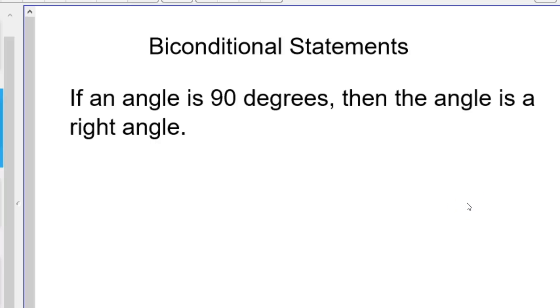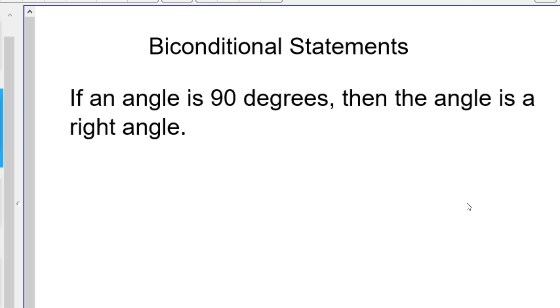Okay, in this video I'm going to talk about biconditional statements. And so here I give you an example. A conditional statement is an if-then statement. If an angle is 90 degrees, then the angle is a right angle. With a biconditional, it means it's true in both directions. So right now, if an angle is 90 degrees, then the angle is a right angle. That's true. A 90-degree angle is a right angle.